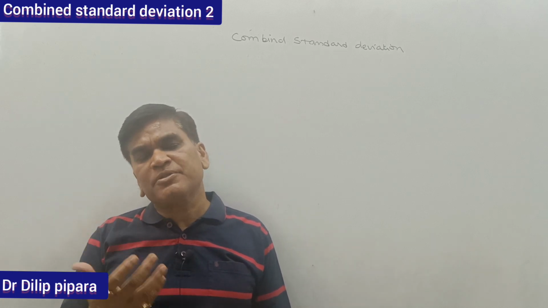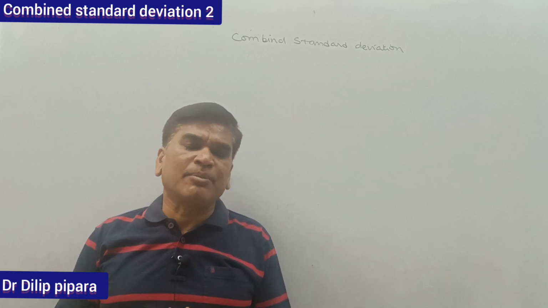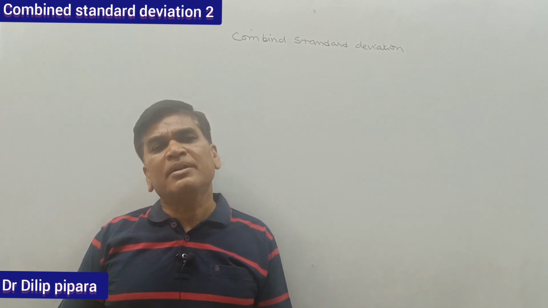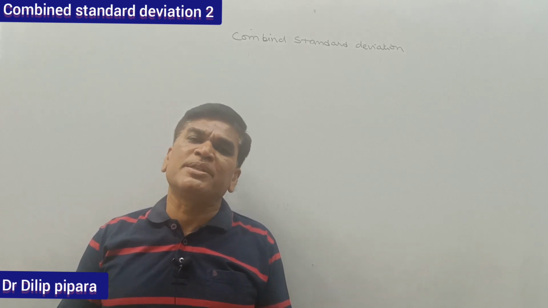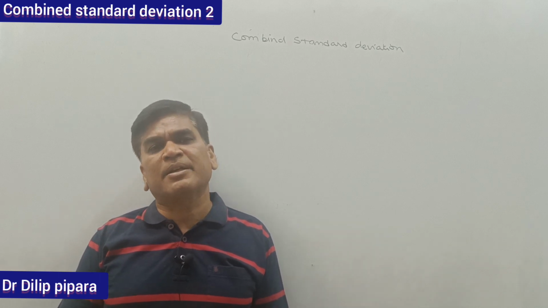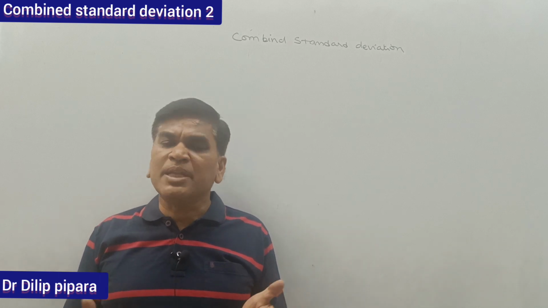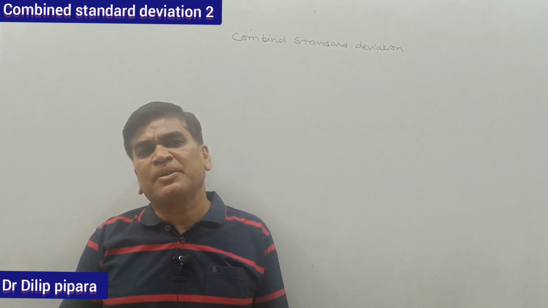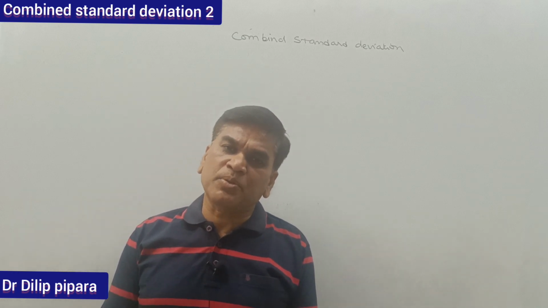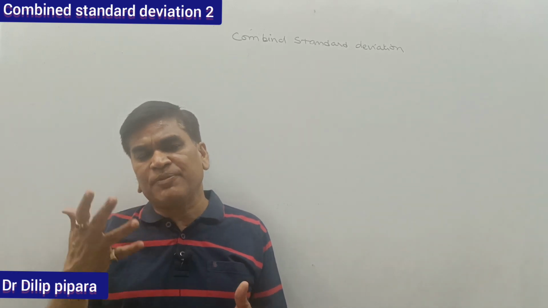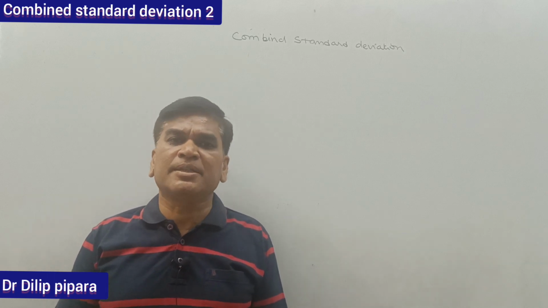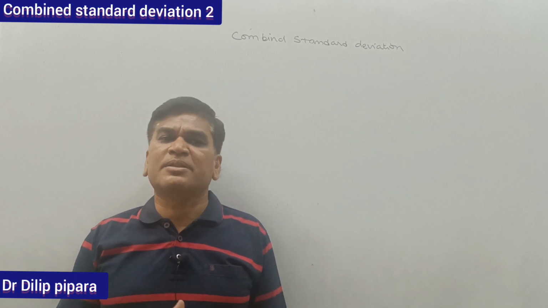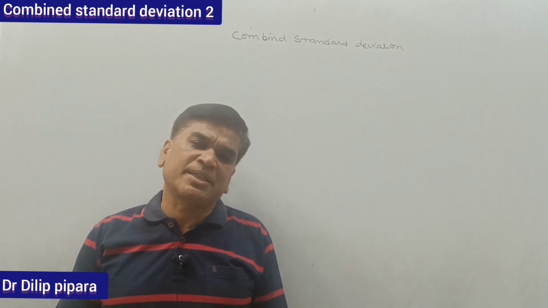Sometimes the question has a different sense. They give the combined standard deviation and combined mean already, and one item may be missing in the arithmetic mean, or one item may be missing in the standard deviation. So with the help of the combined arithmetic mean or combined standard deviation, we can calculate the missing value. Today we will have two questions to practice this different style of asking about the combined standard deviation.